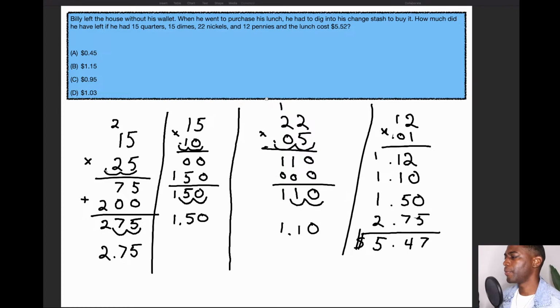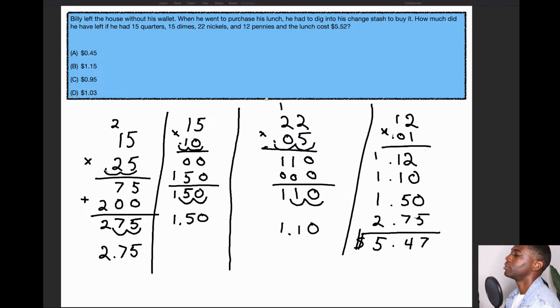This is 7. This is 2. This is 5. That is 7. 14. 1, 2, 3, 5. $5. All right, so my math is obviously wrong at some point. We know that it's not the pennies because we got 12 cents, right?